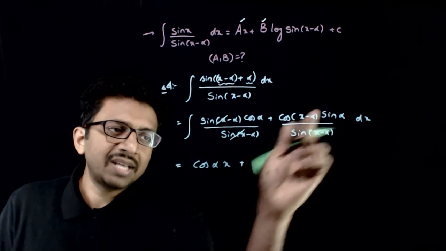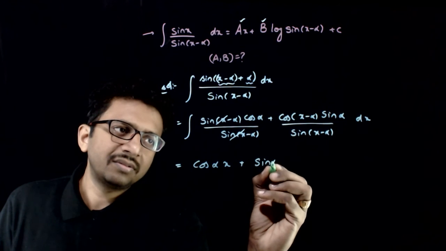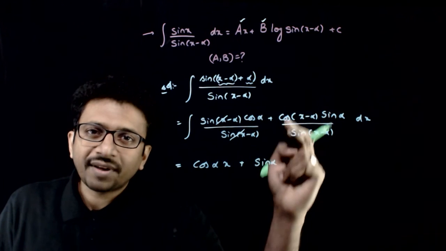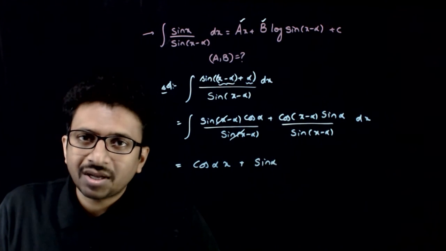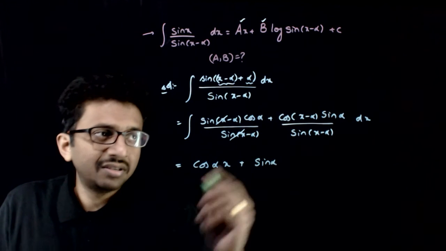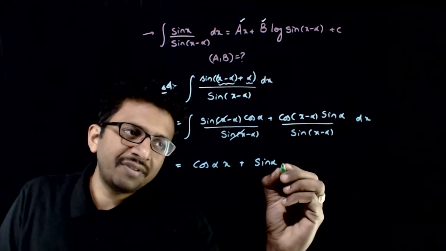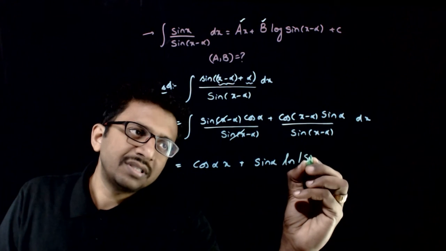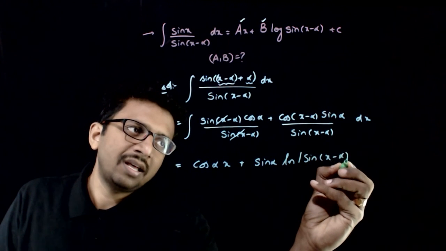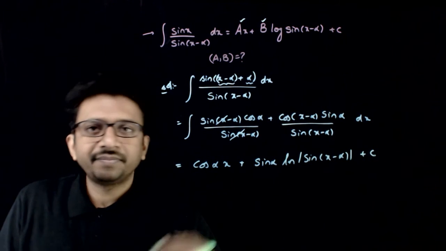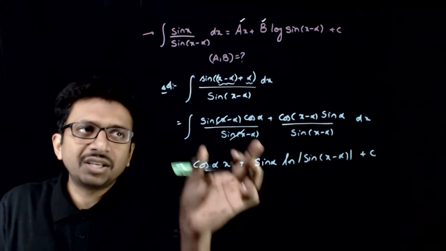Plus, in the second term, sin alpha is a constant, and you have cot of (x minus alpha). Integration of cot x is log sin x. So integration of cot(x minus alpha) is log of sin(x minus alpha) plus c. So this is the integration of this function.